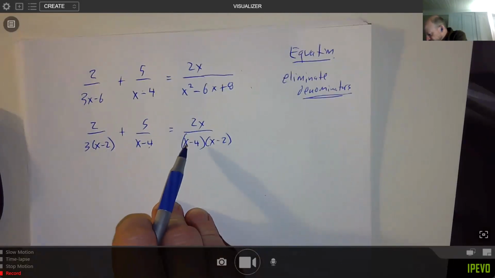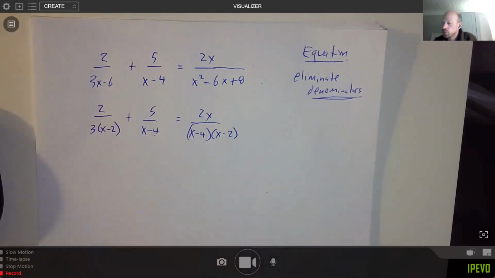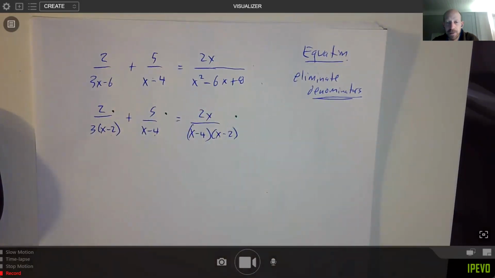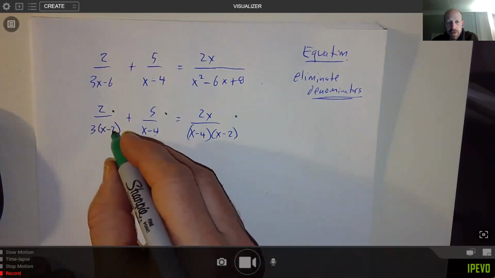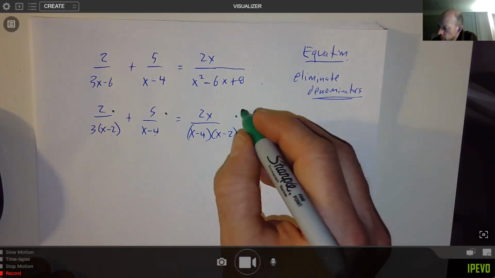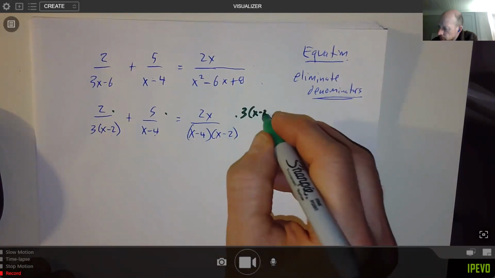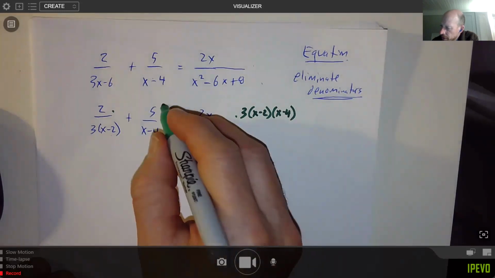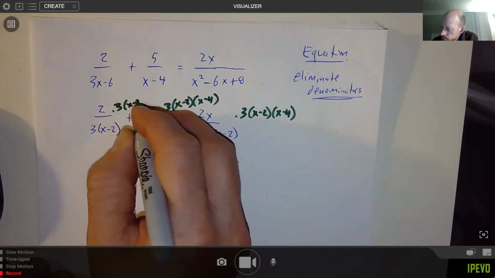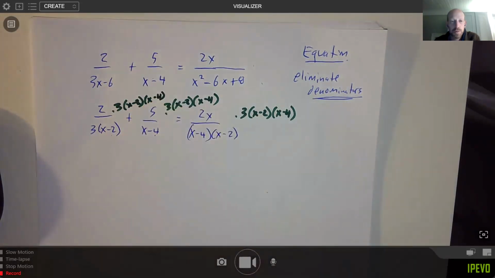Let's see if I've got a different color here. Try this. So I'm going to multiply all 3 of these by the same thing. I need to cancel out the 3, the x minus 2, and the x minus 4, and here the x minus 2 and the x minus 4. So I need a 3, an x minus 2, and an x minus 4, and I need to do those to all three pieces. That's because it's an equation.